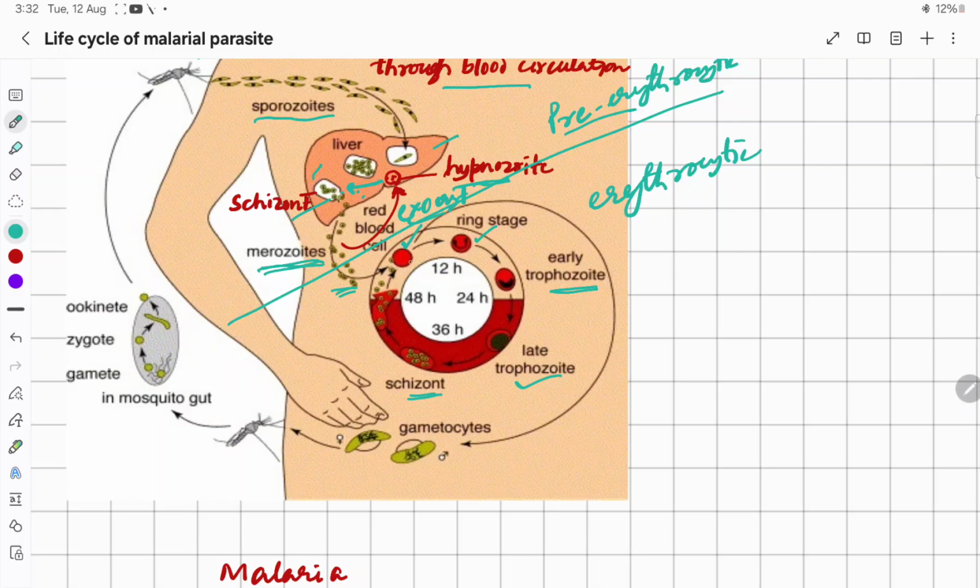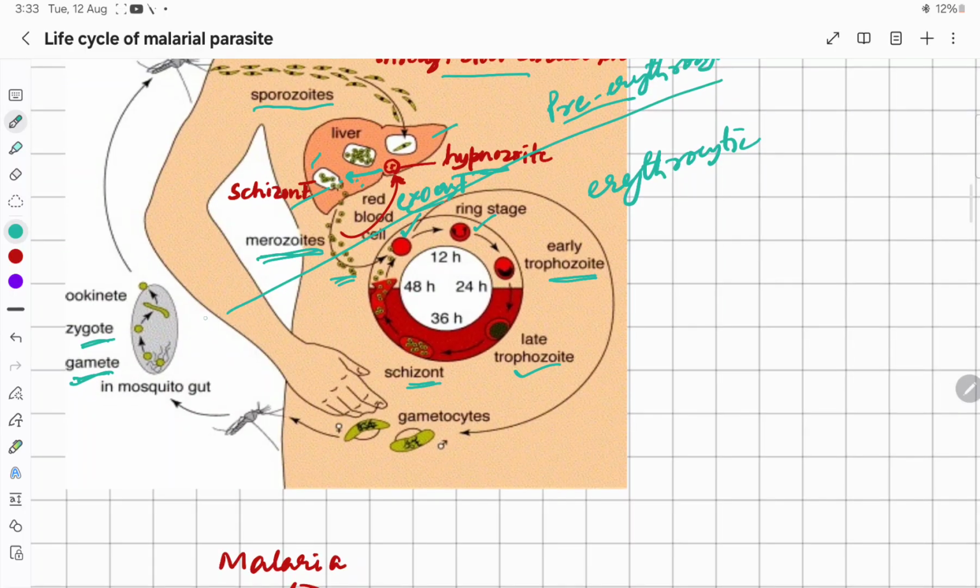Inside the RBC, some of the merozoites are converted to gametes, the male gamete and the female gamete, which combine to form the zygote, and this part is the sexual life cycle. This is the sexual life cycle because the gametes are involved, and in the human being, whatever happens, this is asexual life cycle.